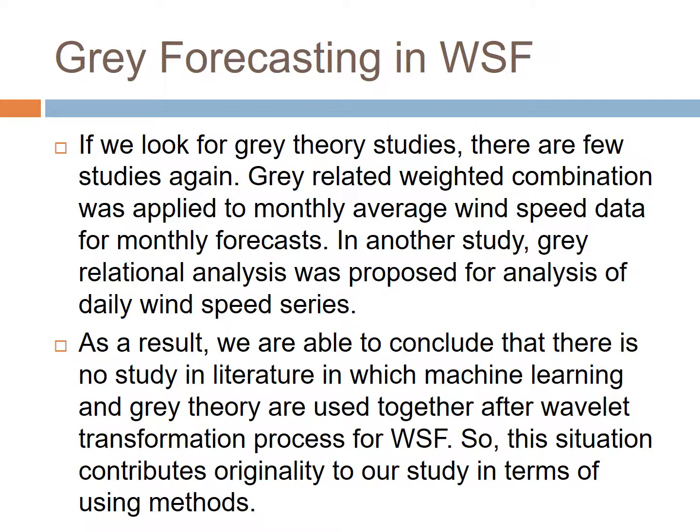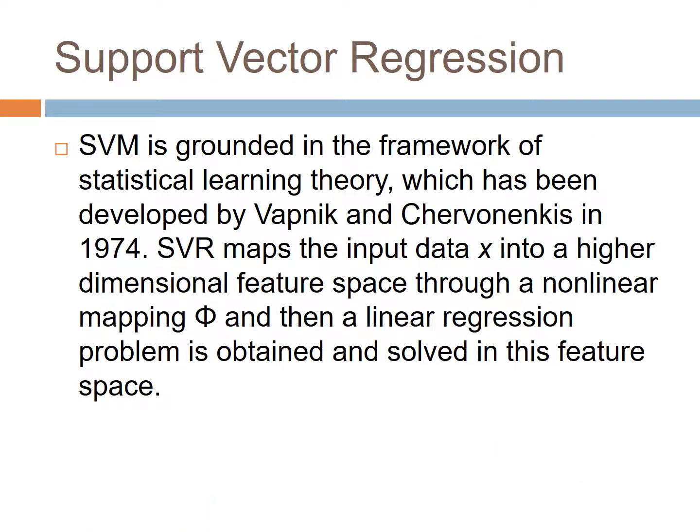When we look at the gray forecasting methods in wind speed forecasting, there are only a few studies. Gray-related weighted combination was applied to monthly average wind speed data for monthly forecasts. In another study, gray relation analysis was proposed for analysis of daily wind speed series. And we can conclude that there is no study in the literature in which machine learning and gray theory are used together to compare the results on short-term wind speed forecasting.